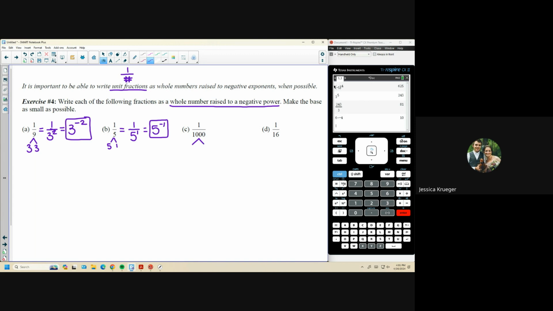Okay, let's break down 1,000. So 1,000 is going to be 100 times 10. 100 is 10 times 10. Okay, I'm not going to break those down any further because it says make the base as small as possible. I think the only way I can write 1,000 as a number to a power is 1 over 10 to the third. And then since 10 to the third is in the bottom, that must be 10 to the negative 3. Okay, pause the video and try D, and then click play to see how you did.